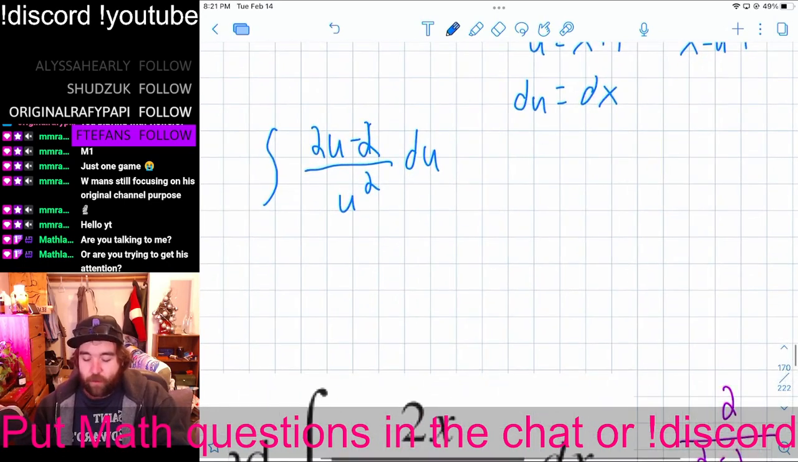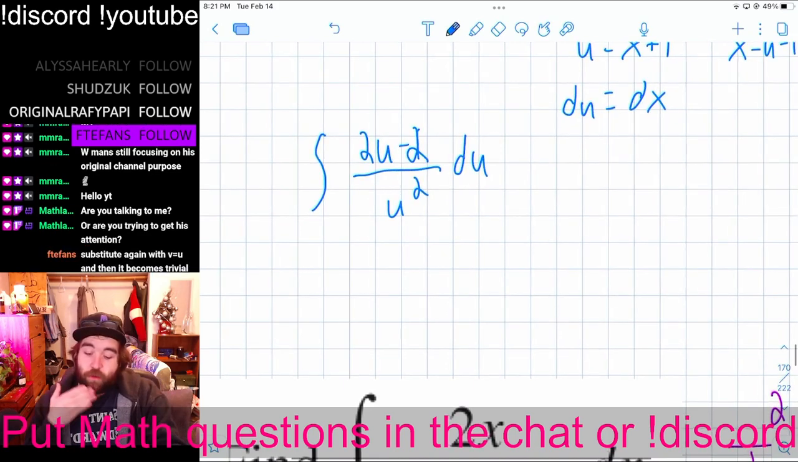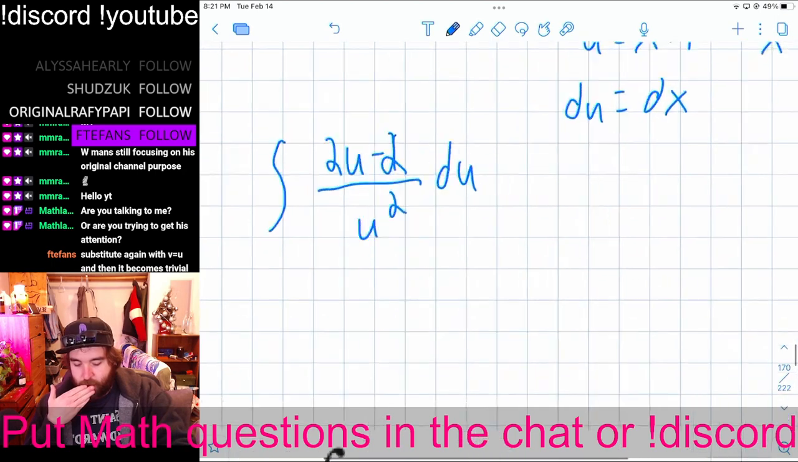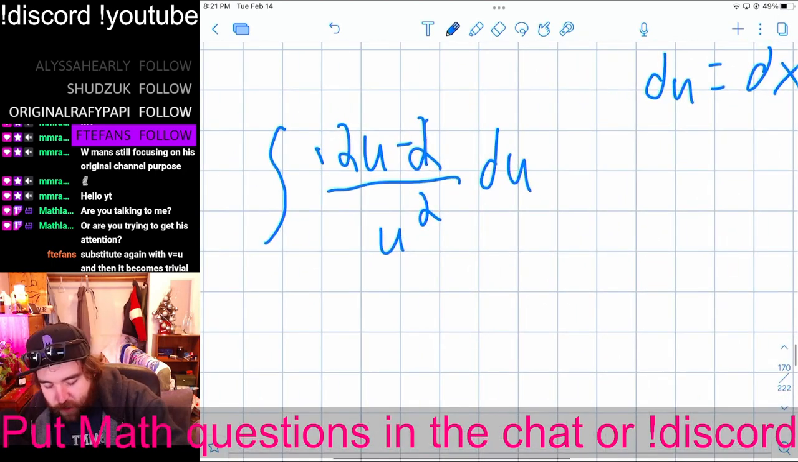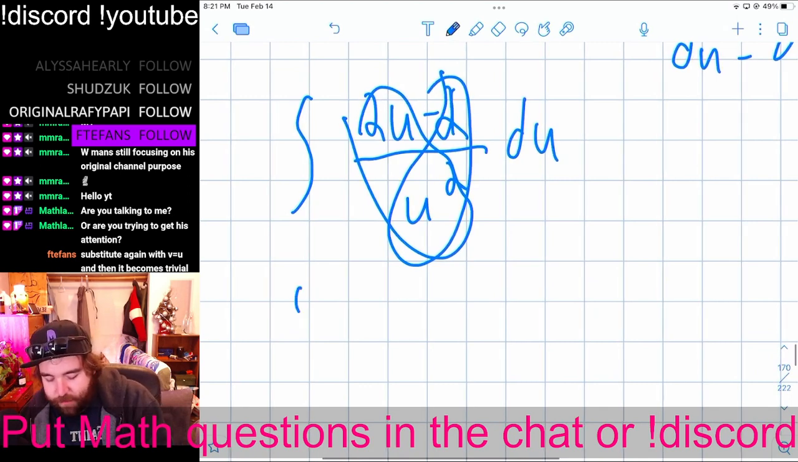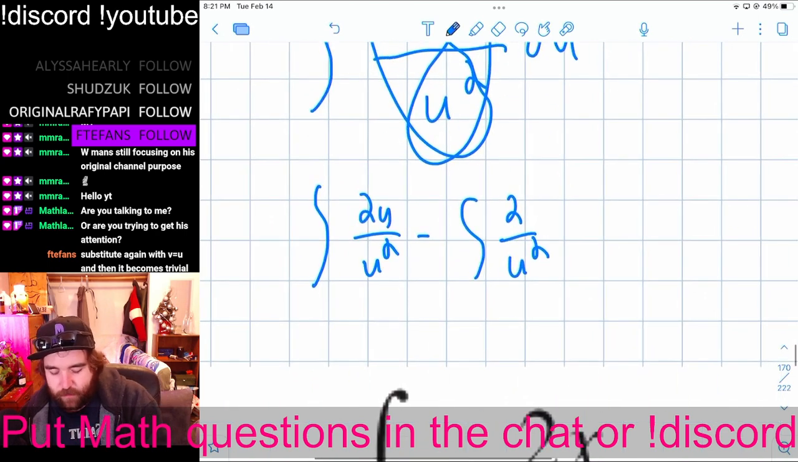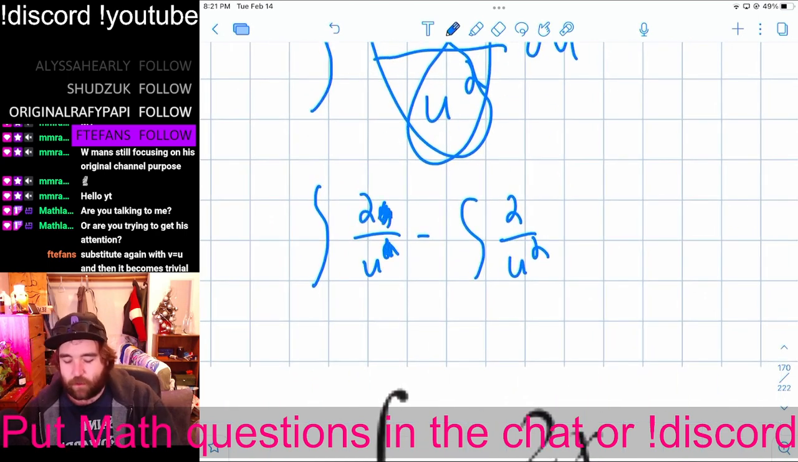And so from now, we kind of end up with the same scenario as before. Well, now we could do u substitution again if we want, sort of. But I wouldn't do substitution here. I would separate this up. So we have the integral of 2u over u squared minus the integral of 2 over u squared. And that pretty much just leaves us doing the same thing we did last time, because these u's cancel.